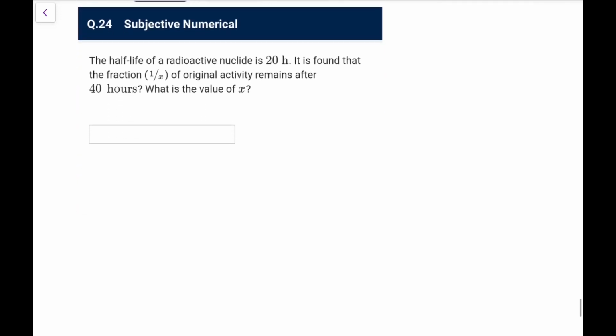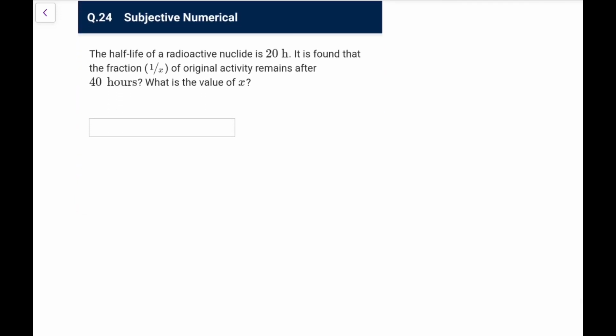The half-life of a radioactive nuclide is 20 hours. Find the fraction 1 by x of activity that remains after 40 hours. After two half-lives, it is 1 by 4. So x is 4. Directly pick and choose. It was really an easy one.